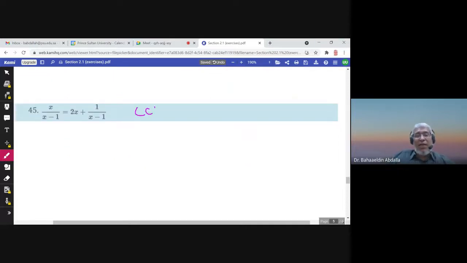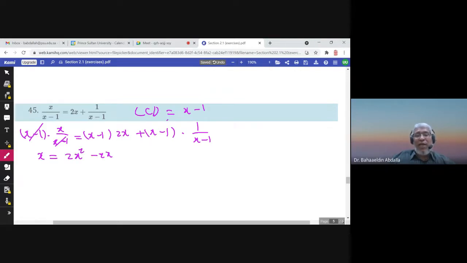Well, the LCD here is we have x minus 1 only in the denominator. So if we multiply everything by x minus 1, all the terms should be multiplied by x minus 1, all the terms, because doing this, we are not changing the equation. Otherwise, you change the equation. So x minus 1 cancels with x minus 1, and I have x. Here, let me expand. 2x times x is 2x squared, and 2x times negative 1 is negative 2x. And these two canceled, and I have plus 1.